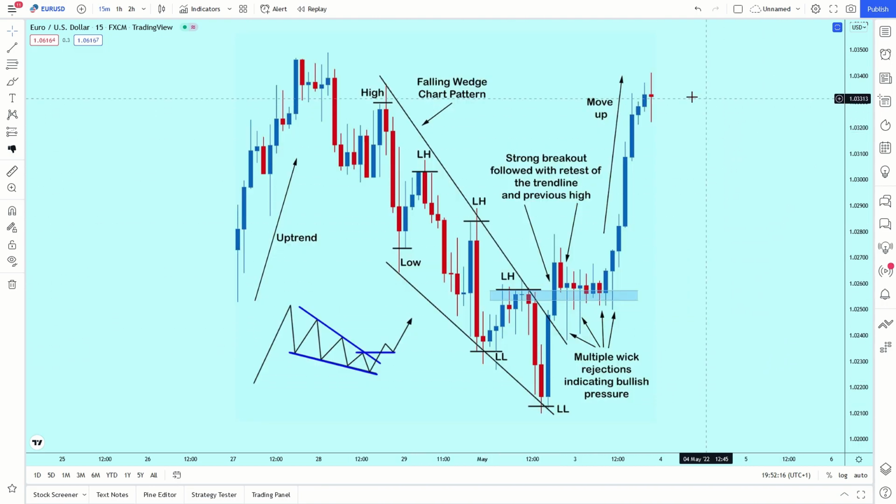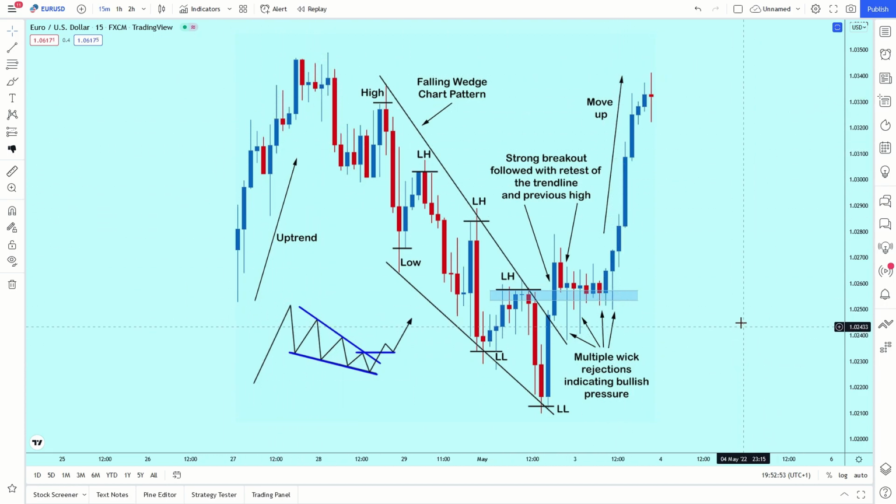Take a look at this example. So we have an uptrend here and then we have these lower highs and lower lows. We have two trend lines that connect these highs and lows, and price then broke this upper trend line and went up. So price continued to go in this previous trend direction.